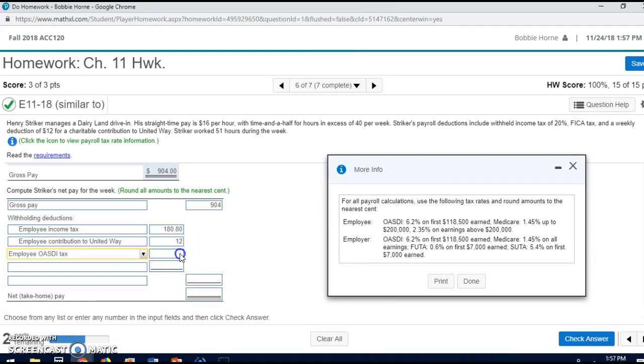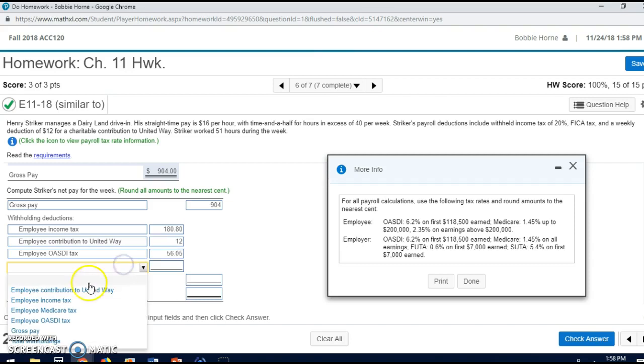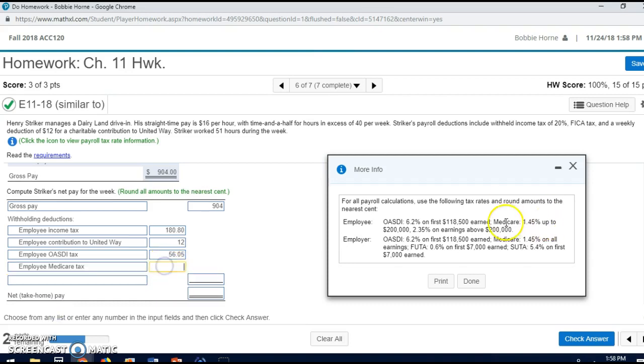So let's do OASDI, 6.2%, so 0.062 times 904 would be 56.048, so 56.05, and then with Medicare and the rate, you're looking at the employee 0.0145 times 904 would be 13.108 or 13.11.